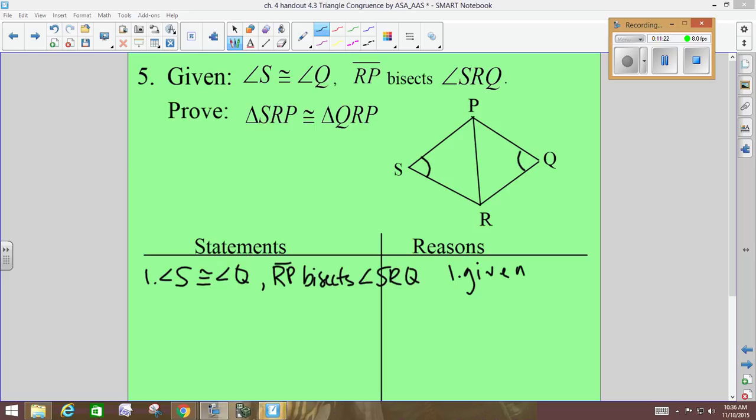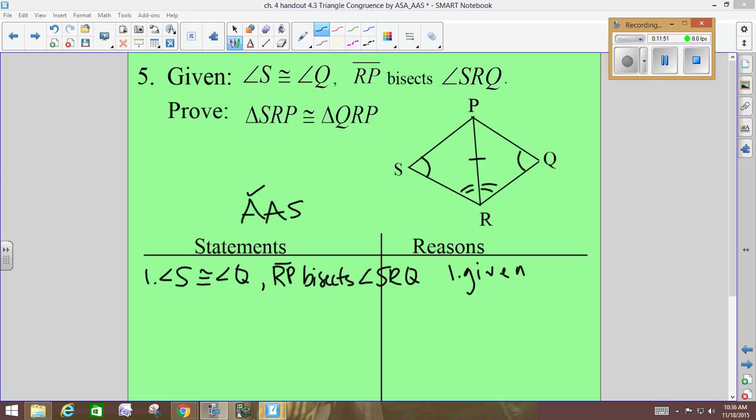So if I'm going to bisect angle SRQ, that's this whole bottom one, then I'm going to cut it into 2 equal angles, which would be those guys. That's how you mark your bisecting part of the given. What else do you know? PR is congruent to itself. They both use that segment. Looking at the pictures, do we have enough to prove the triangles congruent? Which of our 4 ways? Angle, angle, side, because my side is not between those 2 angles.